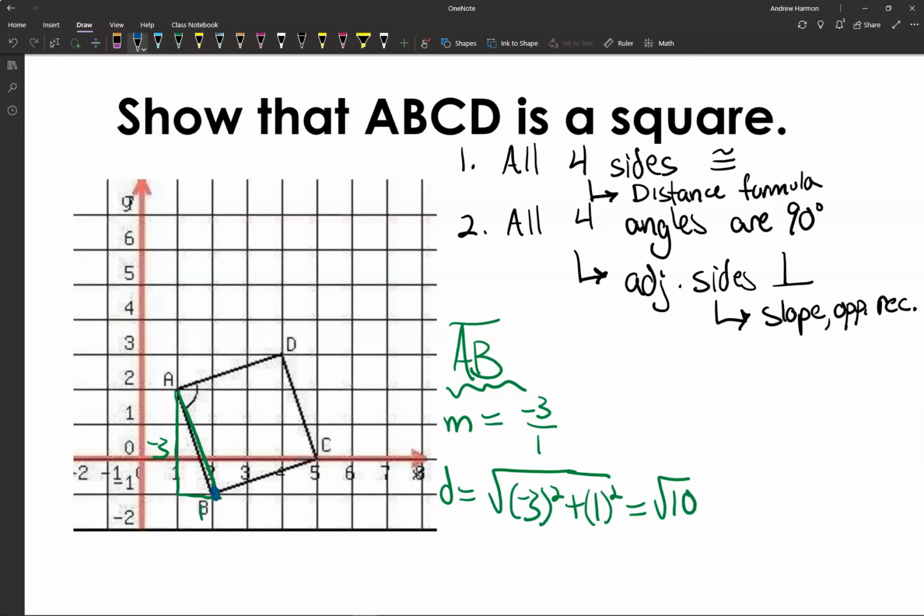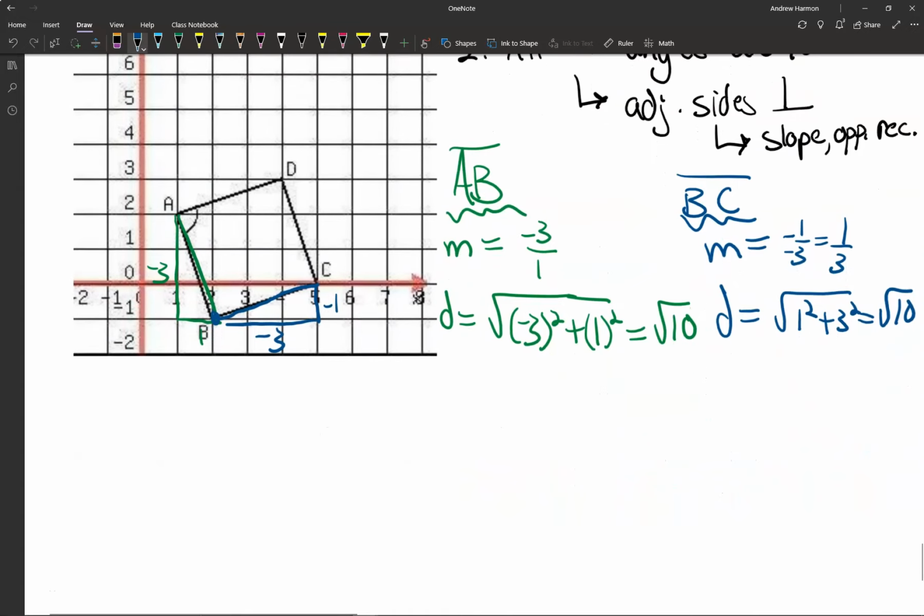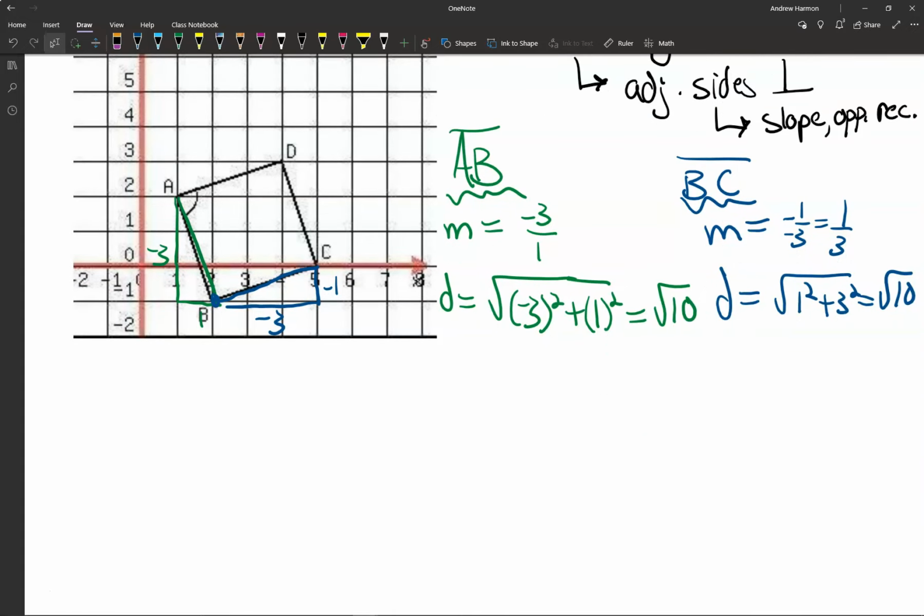Do the next side here. Let's go B to C. Slope of -1 and -3. BC. Slope is -1 over -3, which simplifies to just 1/3. And our distance would then be, again, using those slope values there, 1 squared plus 3 squared, which is, in fact, the square root of 10. Alright, off to a good start here. Let's find the other 2 sides.